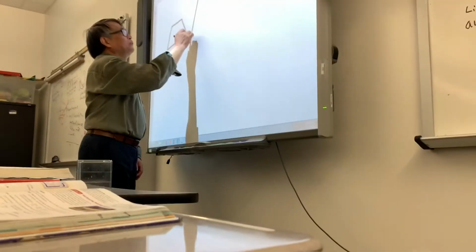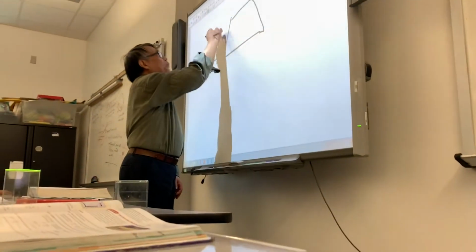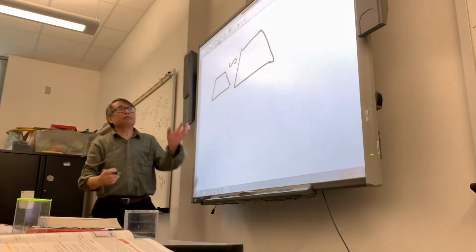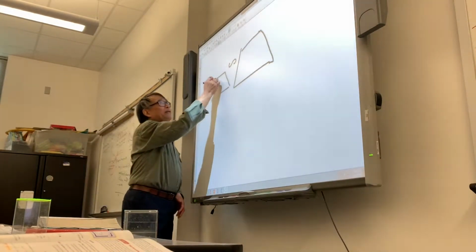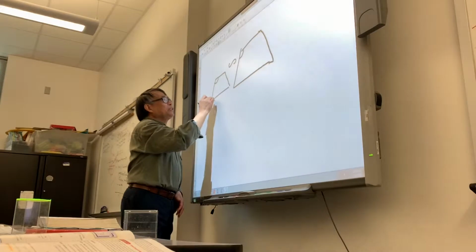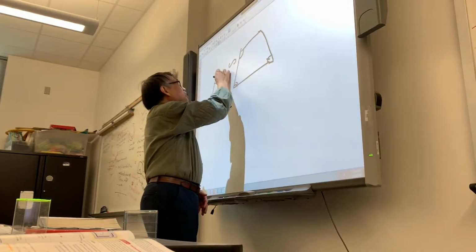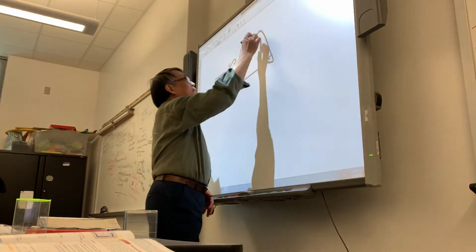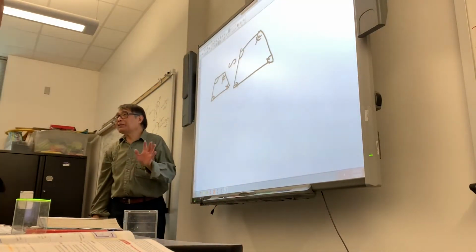Learned before. For instance, we have two figures are similar. We use this sign to show they are similar. Similar means what? Corresponding angles must be congruent. Do you understand me, please? But it's not enough.